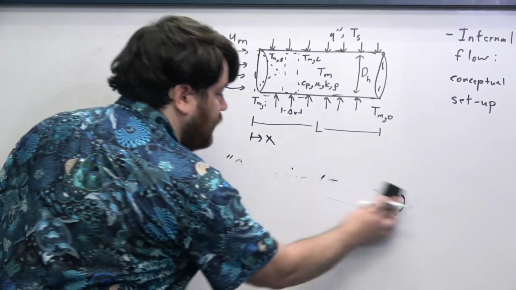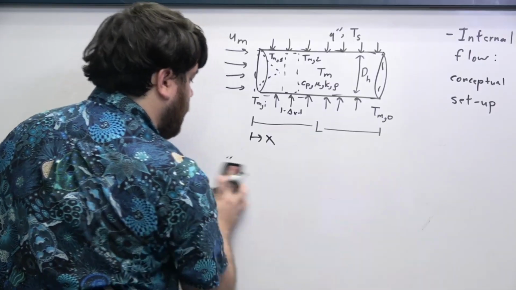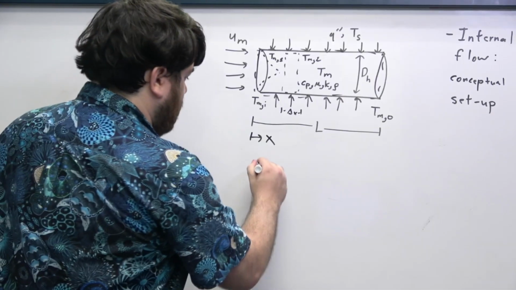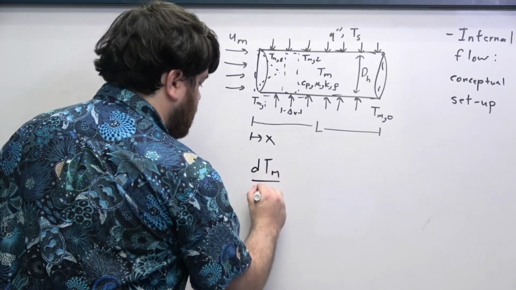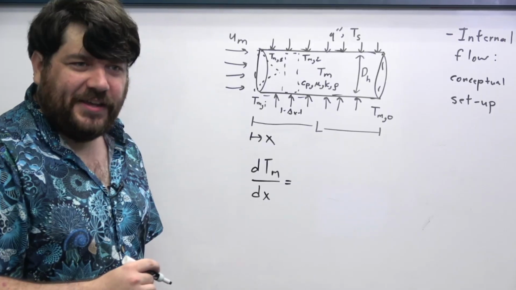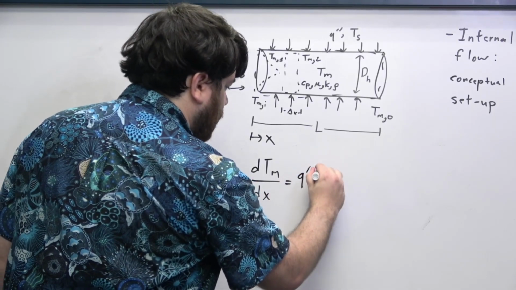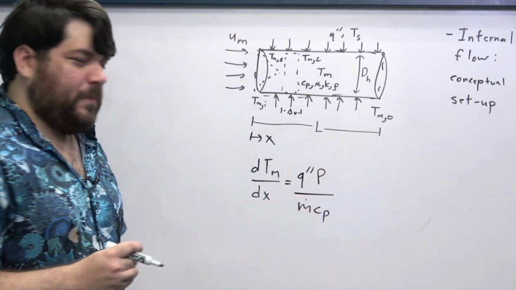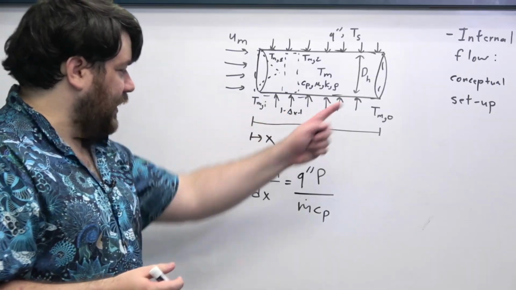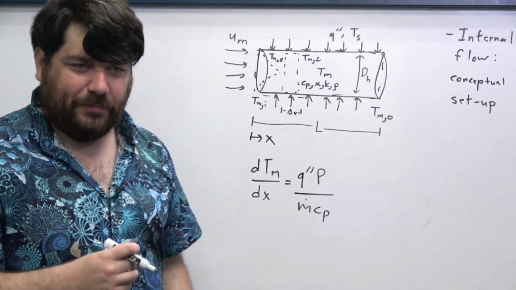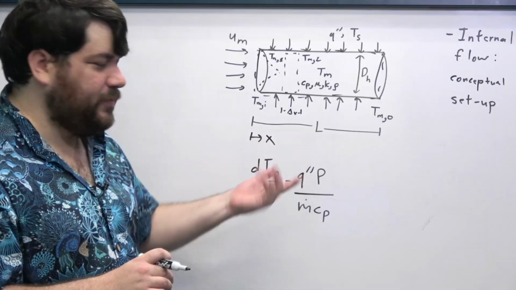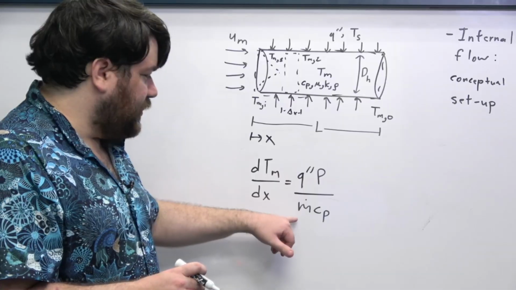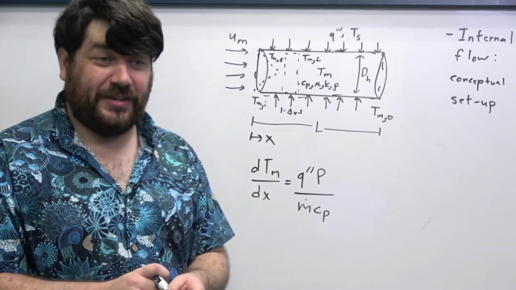Now what we eventually find, let me see if I can write it a little less crooked this time, but no promises. We find that dTm/dx is equal to Q double prime times P divided by m dot Cp. Okay, so the rate of change in space of this fluid temperature is equal to the heat flux at that specific location multiplied by the perimeter of the cross-section divided by the mass flow rate times the specific heat capacity.